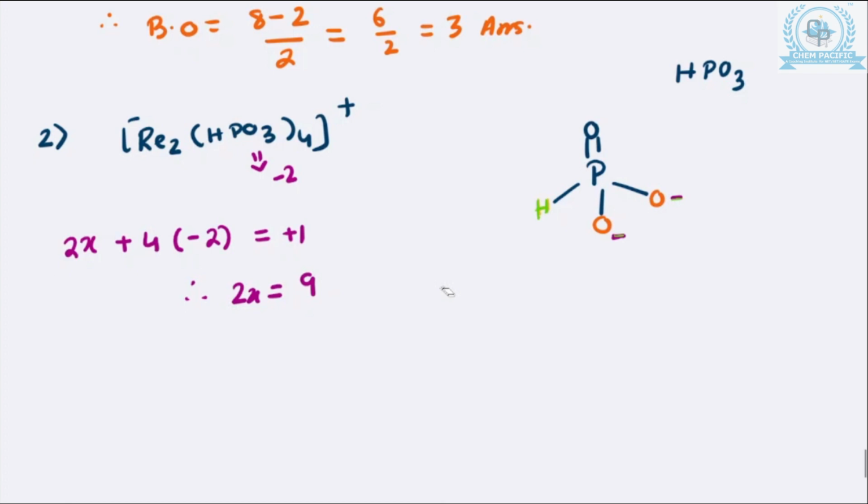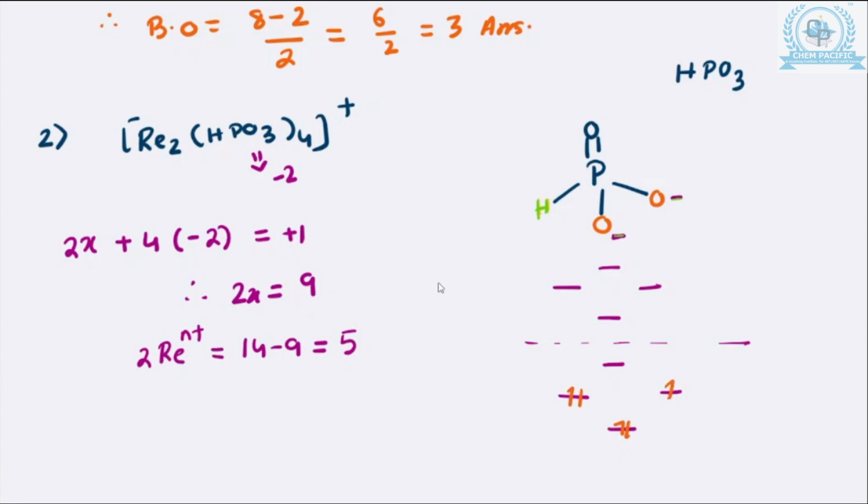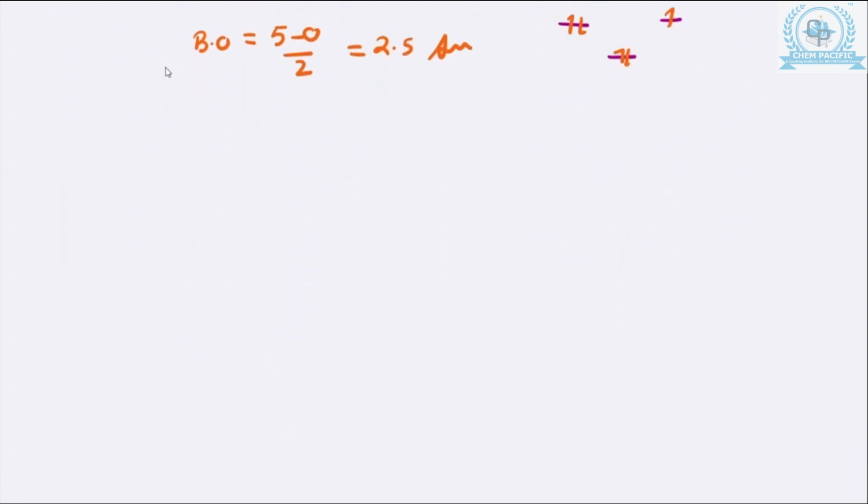So this is your oxidation state that we got. For one rhenium, the total electrons should be 14 for 2 rhenium, so if the given oxidation state is written as n+, the total should be 14 minus 9, so 14 minus 9 is equal to 5. If we do its MO diagram, total 5 electrons, 1 2 3 4 5. So therefore bond order, this is number of electrons in the bonding minus antibonding divided by 2, so this is equal to 2.5.